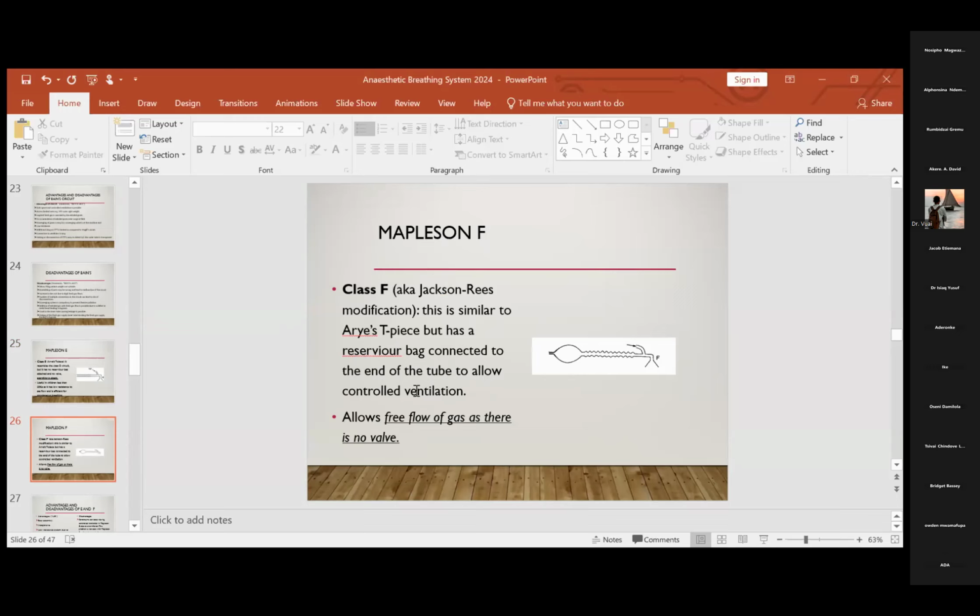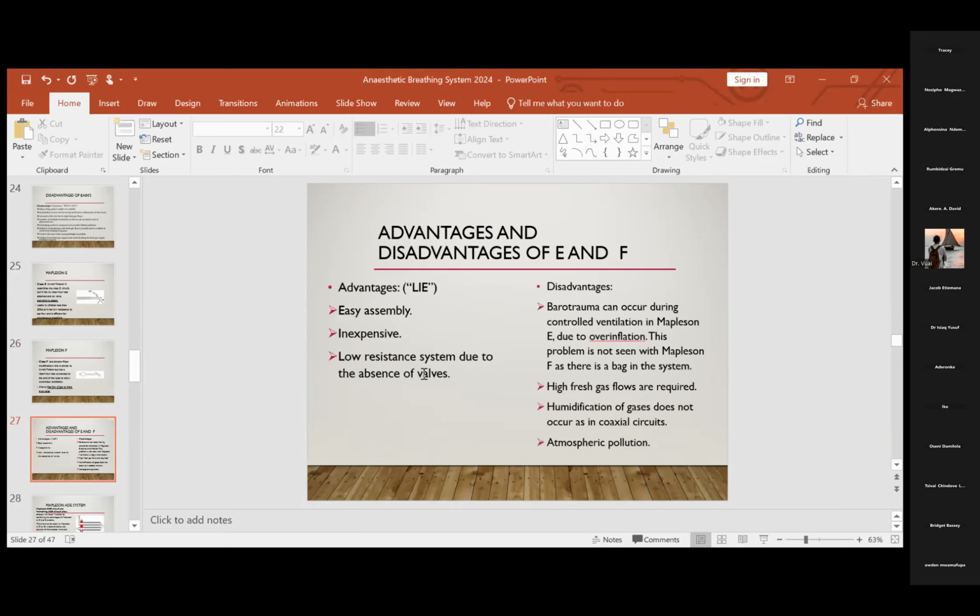But F allows free flow of gas because there's no valve. It has a reservoir bag, but it has no valve, to allow free flow of gases. Remember, class E, everything is absent. There is no reservoir bag and there is no APL. Here, there is a reservoir bag connected to allow for controlled ventilation, but there is no APL valve, to allow for free flow of gas as it passes to the patient.